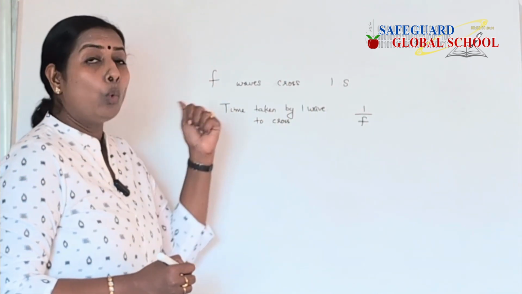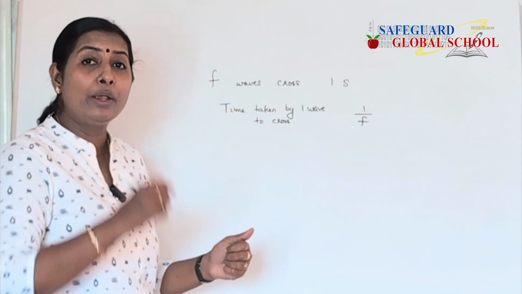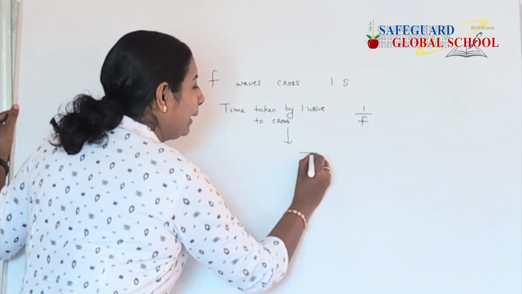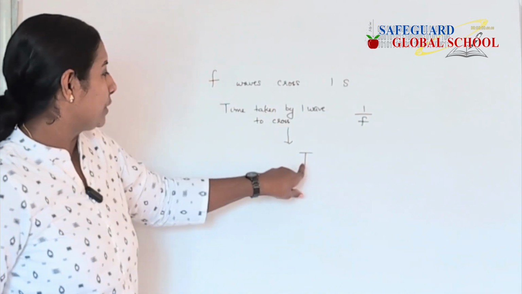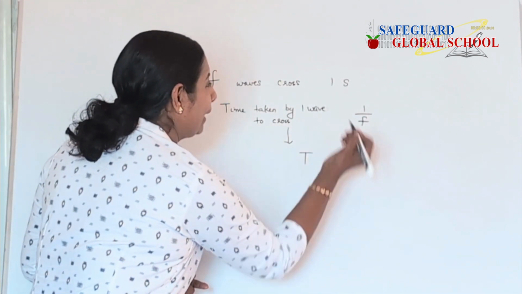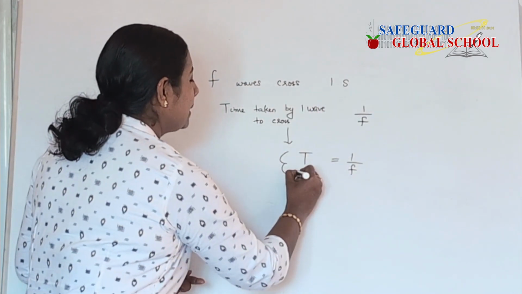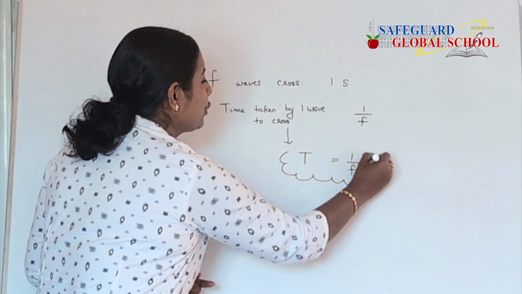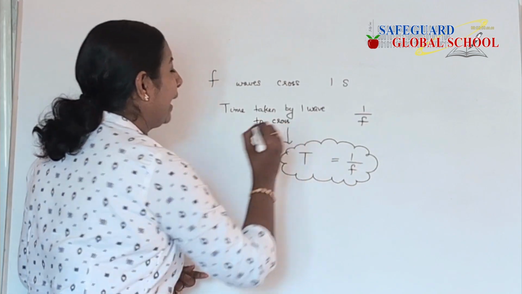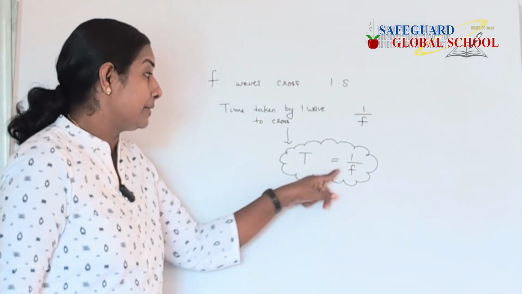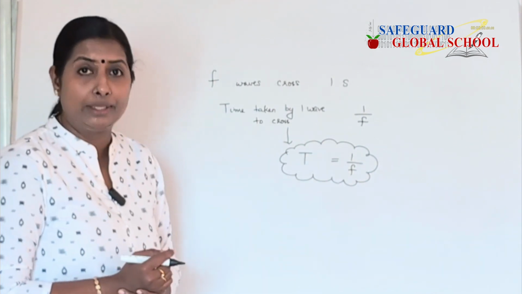So children, what is the time taken by one wave to cross the point? It is, of course, called the time period of a wave. So time period is equal to 1 by F. This is the relation connecting time period and frequency. We can say that time period is the reciprocal of frequency.